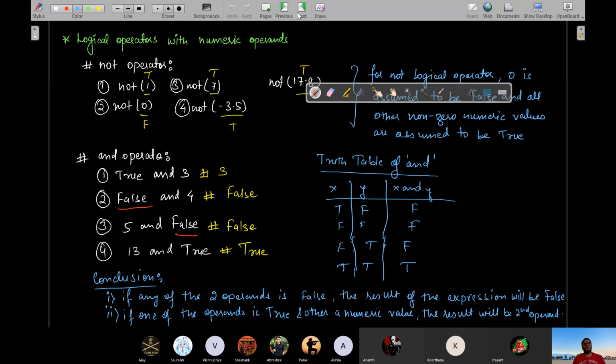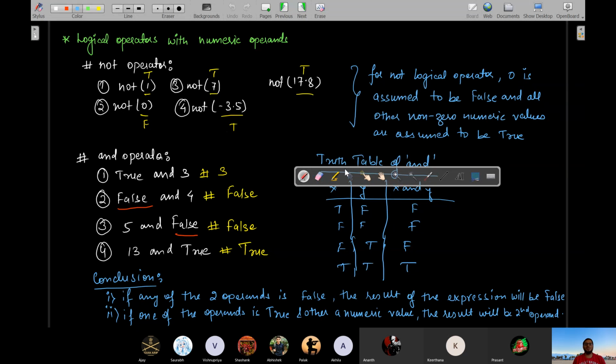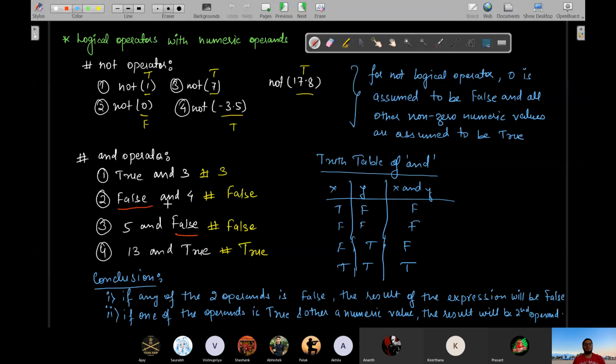However, in case of logical operators with numeric operands involved in the expression, only zero is assumed to be false and all other numeric values are assumed to be true. ठीक है. For and, we have seen the conclusion that if false, the result of the expression will be false, क्योंकि उसके ट्रूथ टेबल से हमने देखा है. ठीक है कि कोई भी false होगा तो result false हो जाएगा.